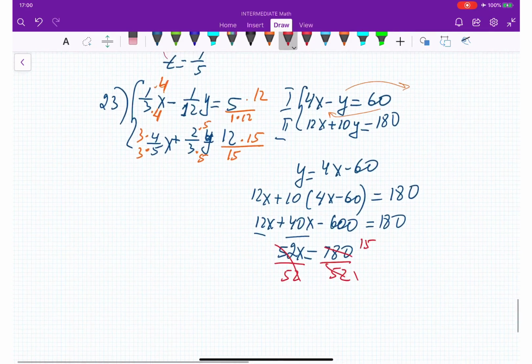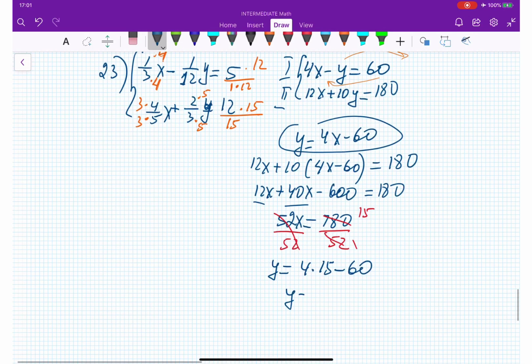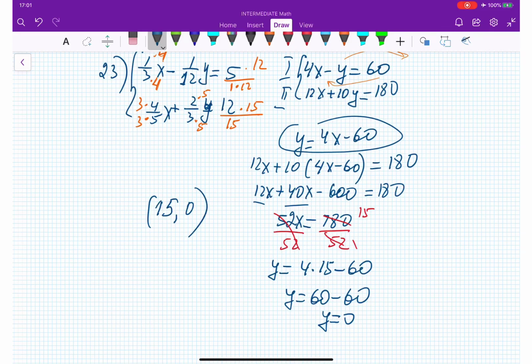Since we have already x is 15, we need to plug into this y. So y is equal to 4 times 15 minus 60. y is equal to 60 minus 60. y is equal to 0. So the answer is x is 15, y is 0. Okay, I'm done.